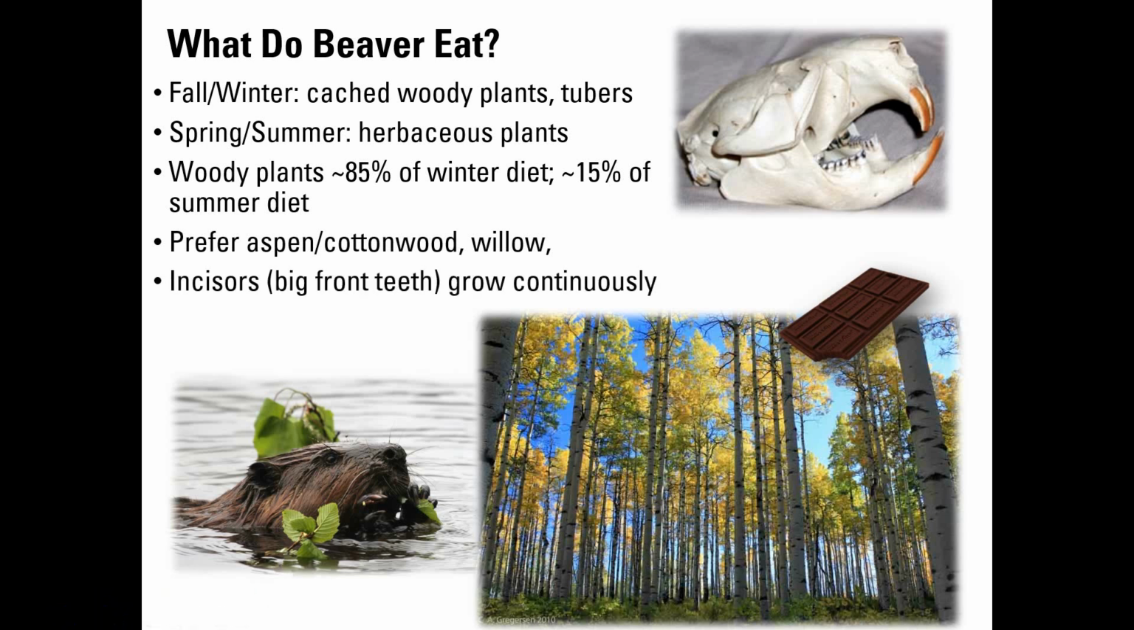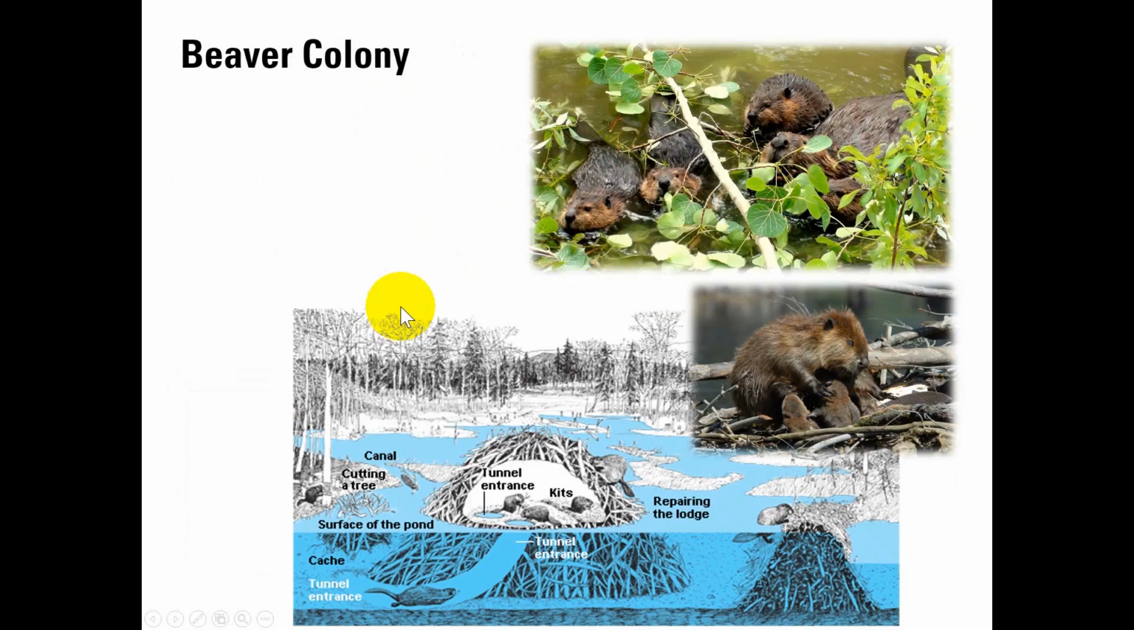Their incisors, these big front teeth, are orange here because they're fortified with iron, making them very tough. These are self-sharpening teeth that continuously grow, and they need to harvest wood to keep the incisors ground down. So they do eat woody plants, but they also need that to keep their teeth from growing.